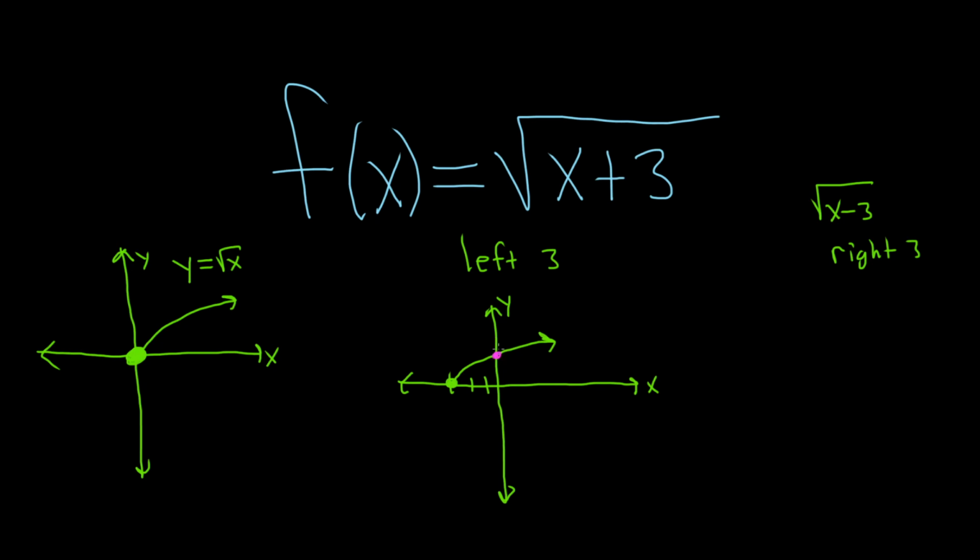That means that we have a y-intercept. So let's find it. To find the y-intercept, you always just plug in 0 into your function. So we have f of 0 is equal to the square root of 0 plus 3. That's equal to the square root of 3. So now we have our y-intercept, which is right here at (0, square root of 3).